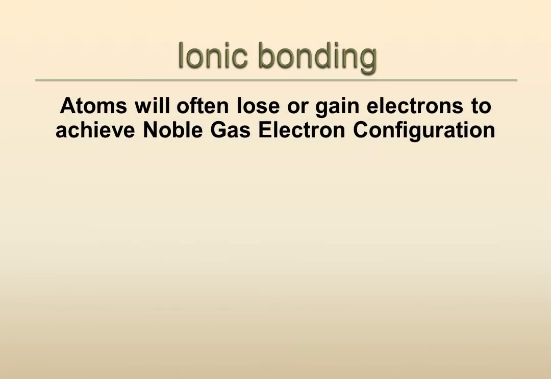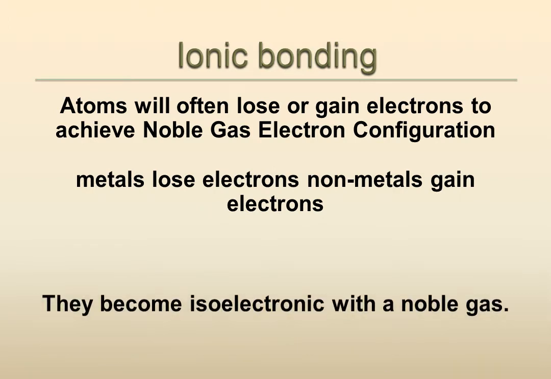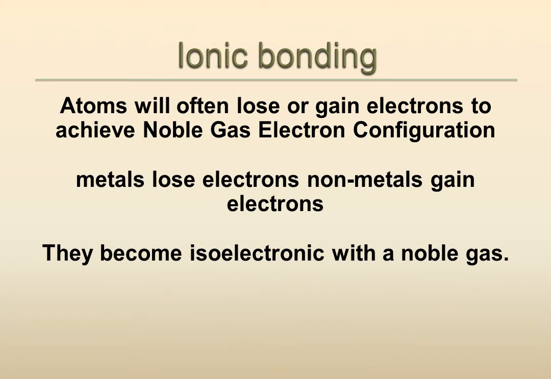Ionic bonding involves the transfer of electrons from one atom to another to form ions. Metals tend to lose electrons to form positively charged ions, and non-metals tend to gain electrons to form negatively charged ions. The number of electrons lost or gained depends upon the element that you have.